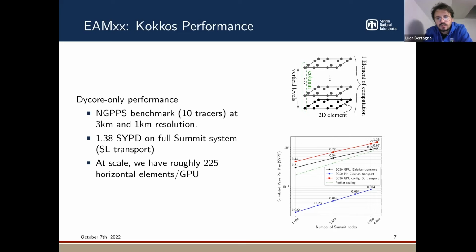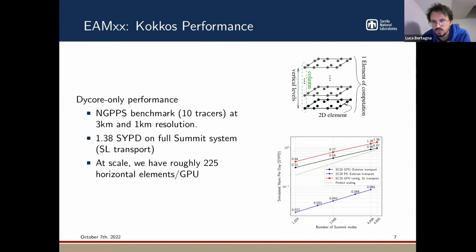So in 2020, we did the submission to Supercomputing, and we were running the dycore at 3 and 1 kilometer resolution. Some improvements happened later, adding, for instance, semi-Lagrangian transport. And on the bottom right, you can see the performance plot. We scale all the way to the full Summit supercomputer, which has 4,600 nodes. Each node has 6 GPUs, so that's 27,600 GPUs. And you can see the scaling is not perfect, but it's very good.